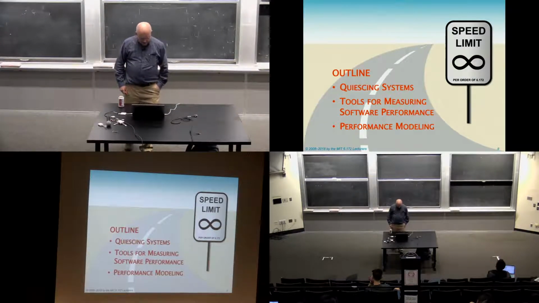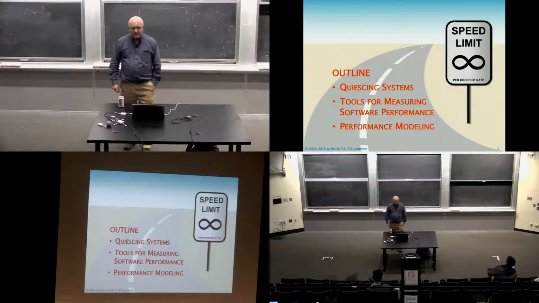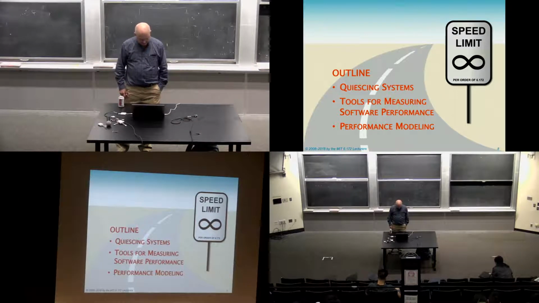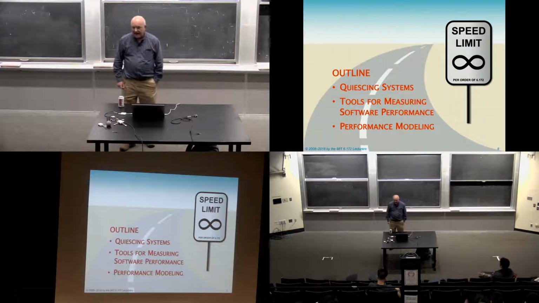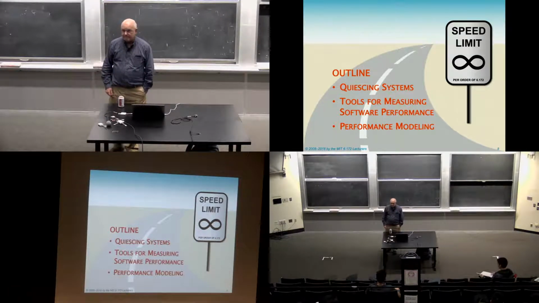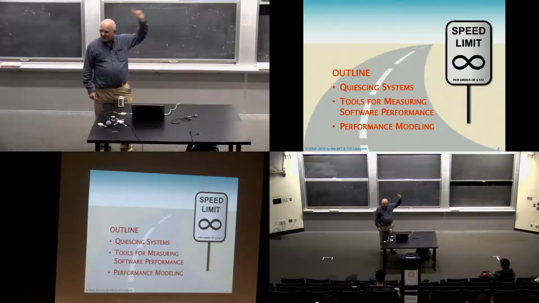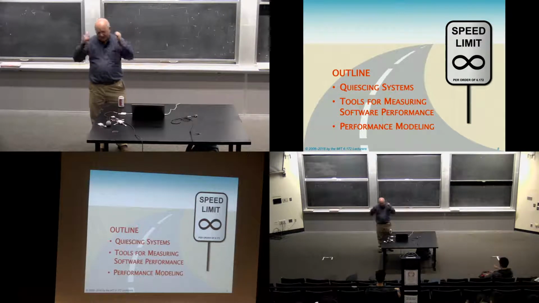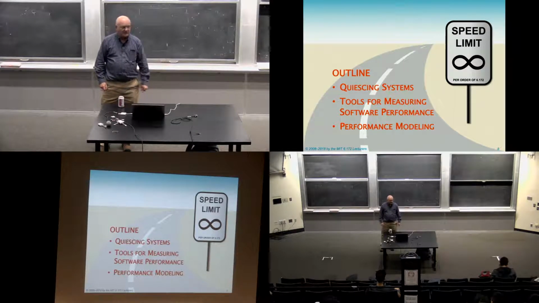So I'm going to talk about three topics today. One is about quiescing systems, which is making them quiet enough that we can take good measurements, getting rid of some of the noise. The second is some tools for measuring software performance, and then we'll talk a bit about performance modeling. Okay? So I hope this is a little motivational. You think you've seen it all sometimes, and then somebody presents you with a puzzle, and it's like, what's going on? Then it takes a little detective work to figure out what's actually going on.